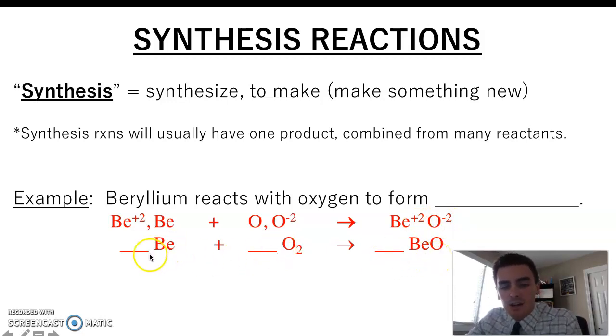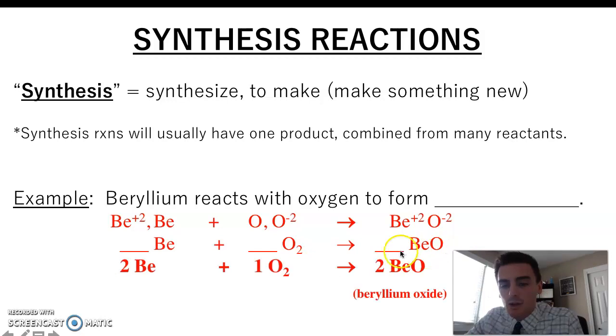With my dashes, I remember I have to balance, and what I see here, I always want to start with my metals, but I have 1 beryllium and 1 beryllium. I have 2 oxygens I'm starting with, so technically I have to end with 2 oxygens, but I can't make a subscript, so what do I have to do? Put a coefficient right there. And now I have 2 berylliums, so I need to fix that. I have 2 berylliums.